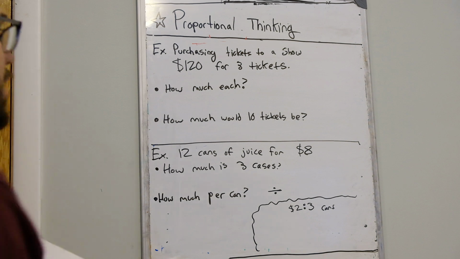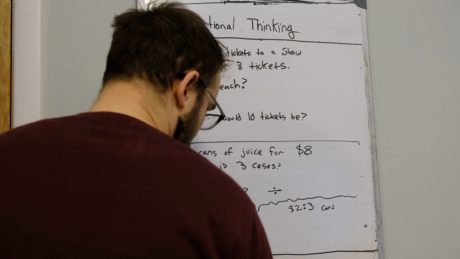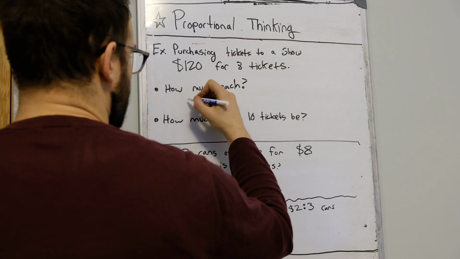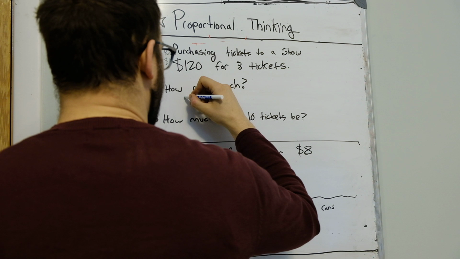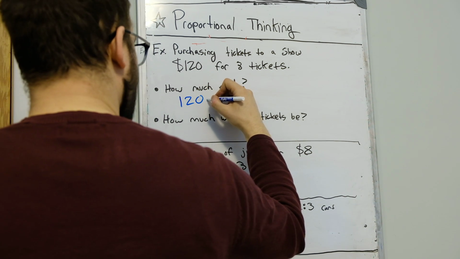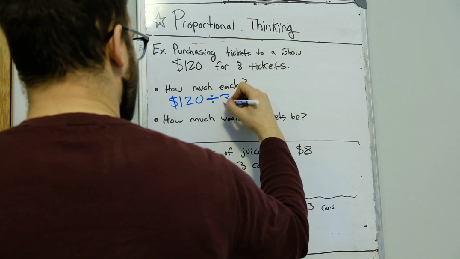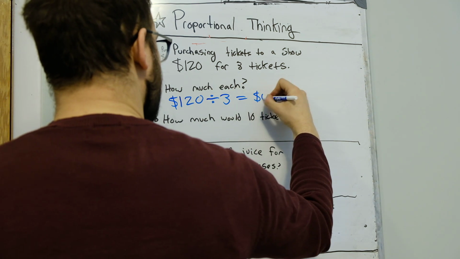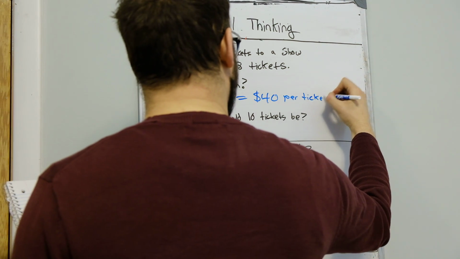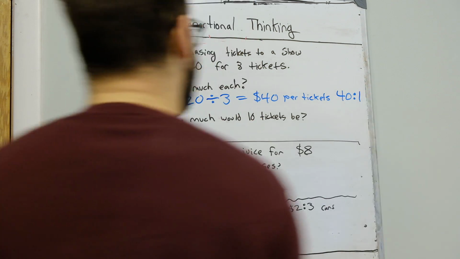So if you wanted to figure out how much each ticket would cost, this is just a division question. Of course, division and ratios of proportional thinking are very similar ideas. So you could take $120 and you could divide it by 3. And you'd see that this is $40 per ticket. So you get, this is 40 per 1, 40 to 1.